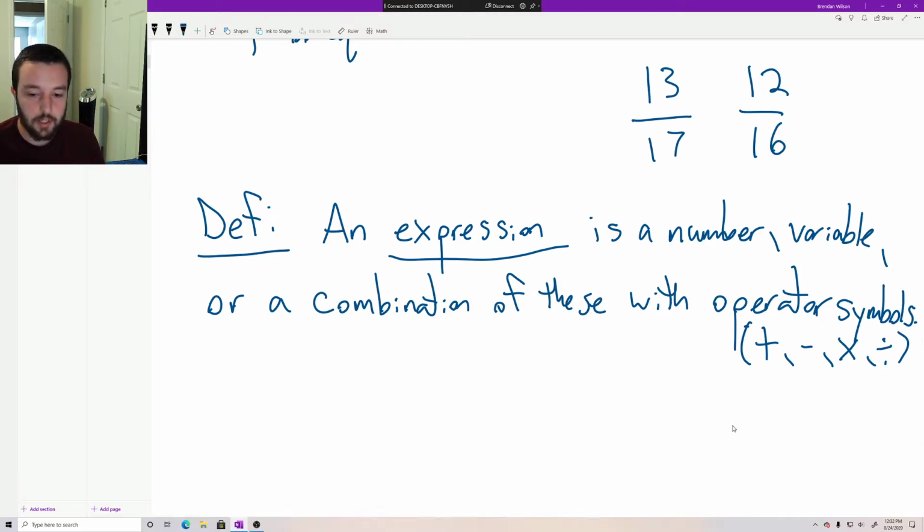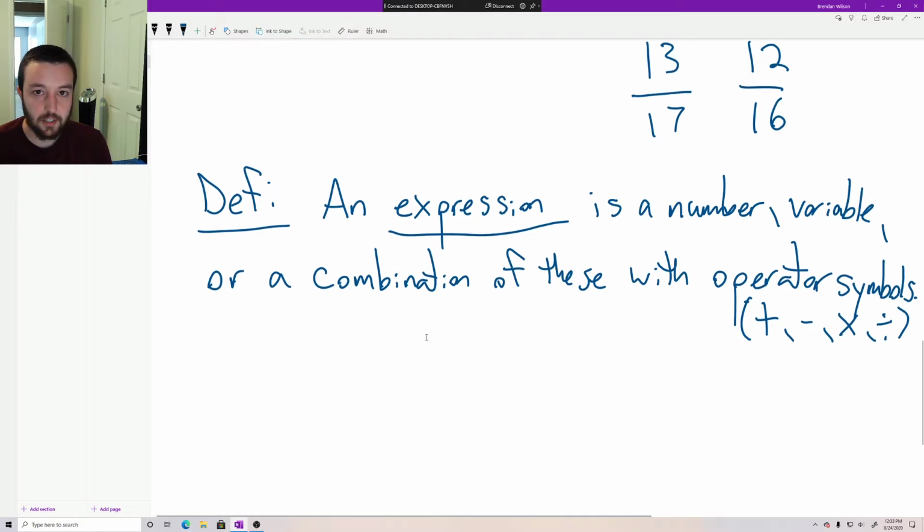So these are addition, subtraction, multiplication, division are what's known as operations. They're not the only four, but they're the most common four. So the operator symbols are the symbols that we use for those, including the other notations like the dot for multiplication or the asterisk or the bar for division. So an expression is just some combination of these.